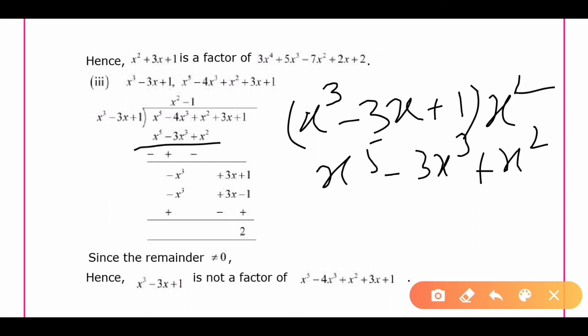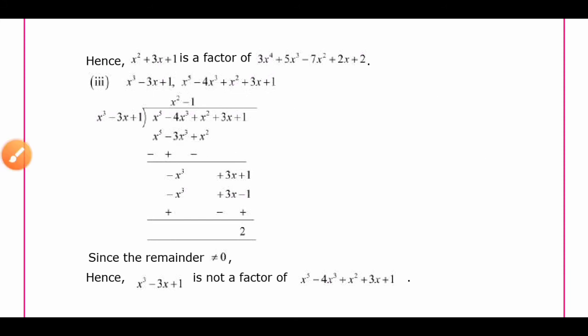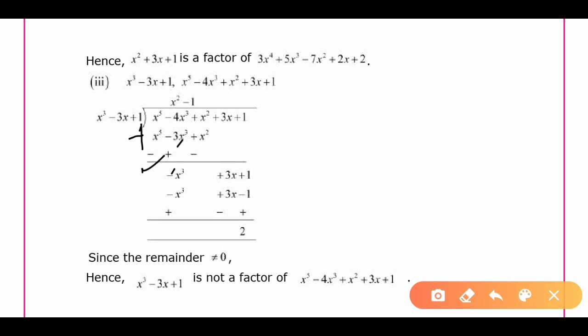You can see x raised to power 5 minus 3x cube plus x square, and then we'll change the signs. If we have positive, we will replace it by negative, and if we have negative sign, we will replace it by positive. So you can see here, this one is positive, so we will replace it by negative. This one is negative, so we will replace it by positive, and this one is positive, we will replace it by negative. Clear? After replacing the signs, we will perform simple addition.